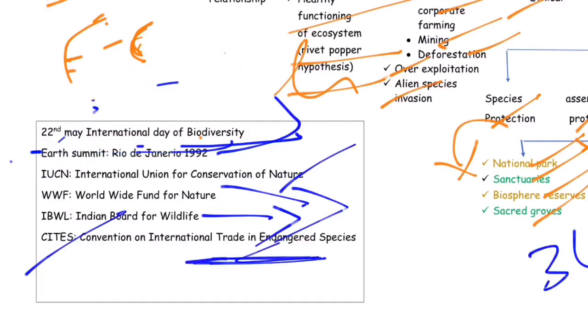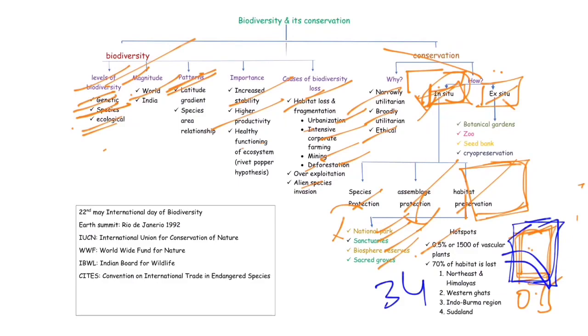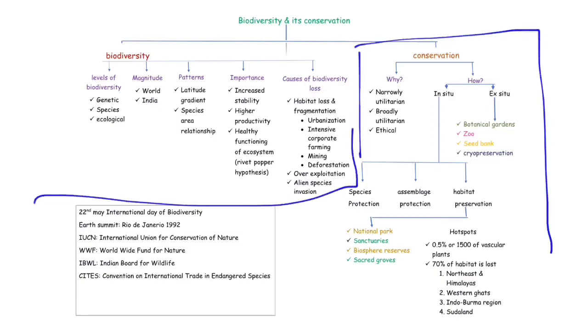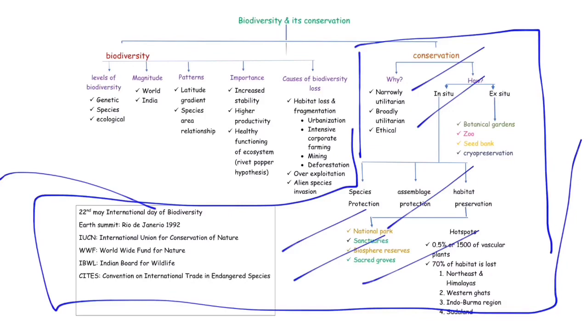In the NEET examination, I will challenge you, dear students, 90% of the questions will appear from this conservation part. You can check any of the question papers, the number of questions will be more within this conservation part. If you remember this flow chart, then it will be very easy to remember and answer the questions. So this is about biodiversity and its conservation.